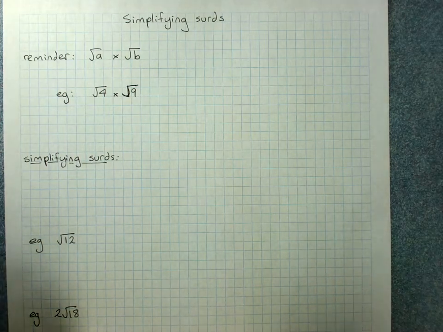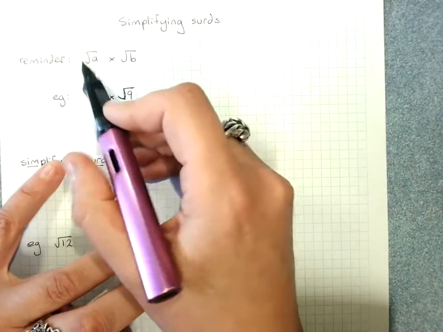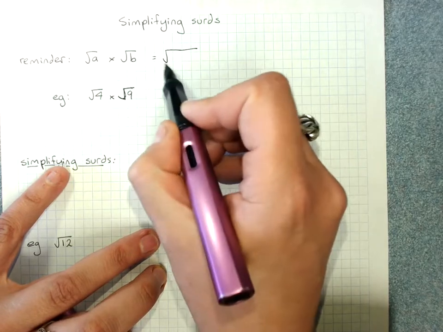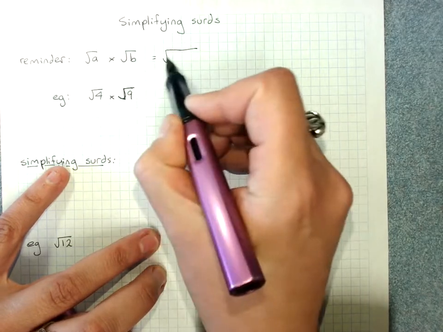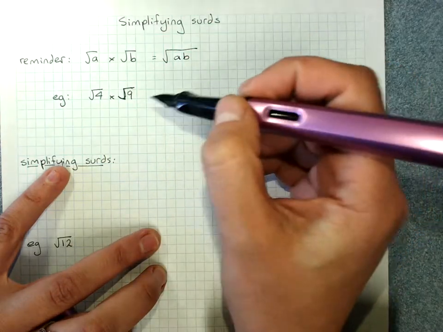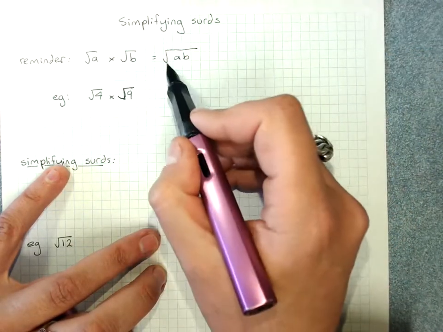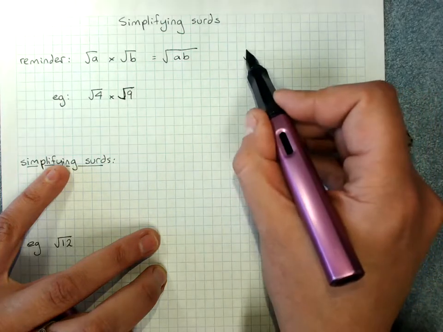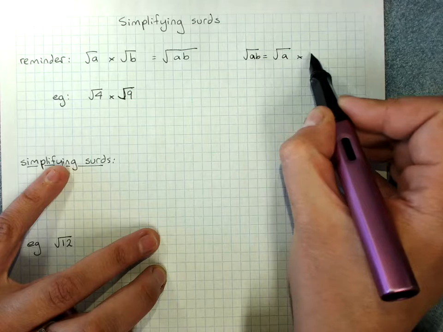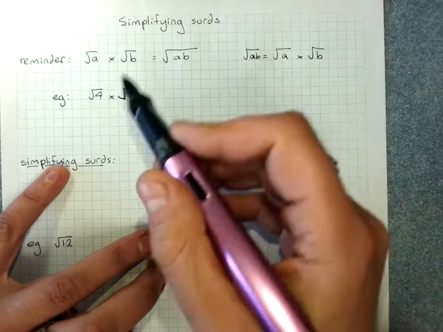Simplifying surds. A reminder that two surds multiplied together is the same as the square root of that product. And vice versa too: if you have the square root of a product, you can write that as the square root of A times the square root of B.